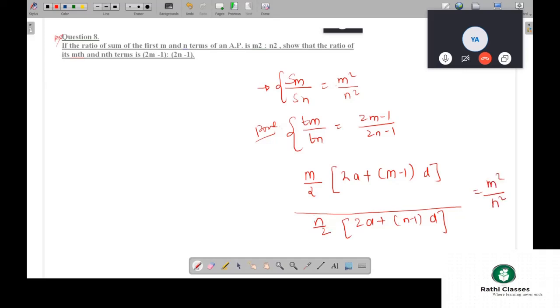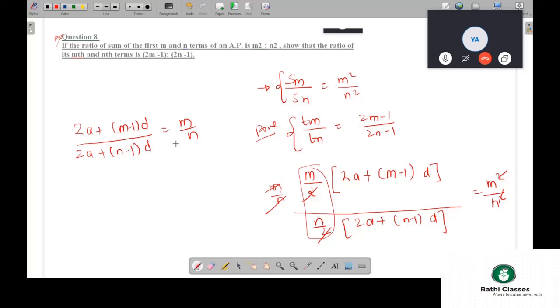Is it clear? So 2 and 2 get cancelled. As you know, m is not equal to 0, n is also not equal to 0, because the terms cannot be 0. So this is nothing but m by n. So what I will do is cancel m and m square, and n square. I will be left with 2a plus m minus 1 into common difference divided by 2a plus n minus 1 into common difference, which is nothing but m by n.